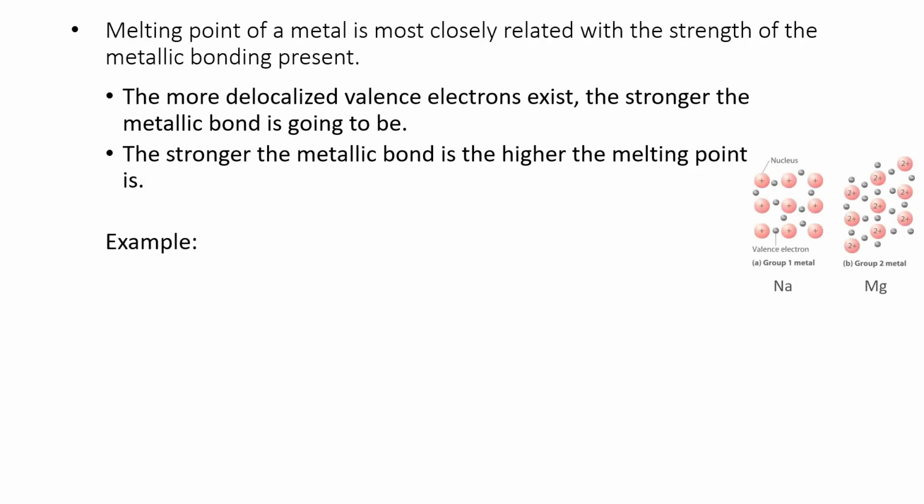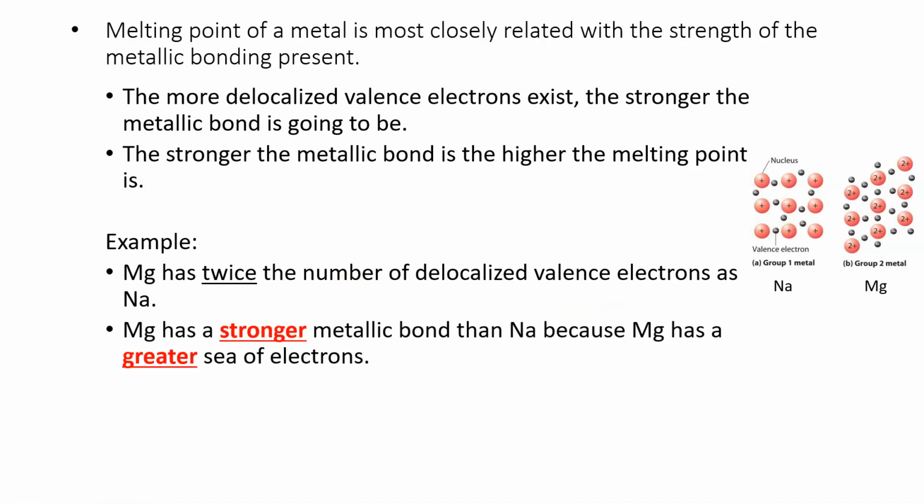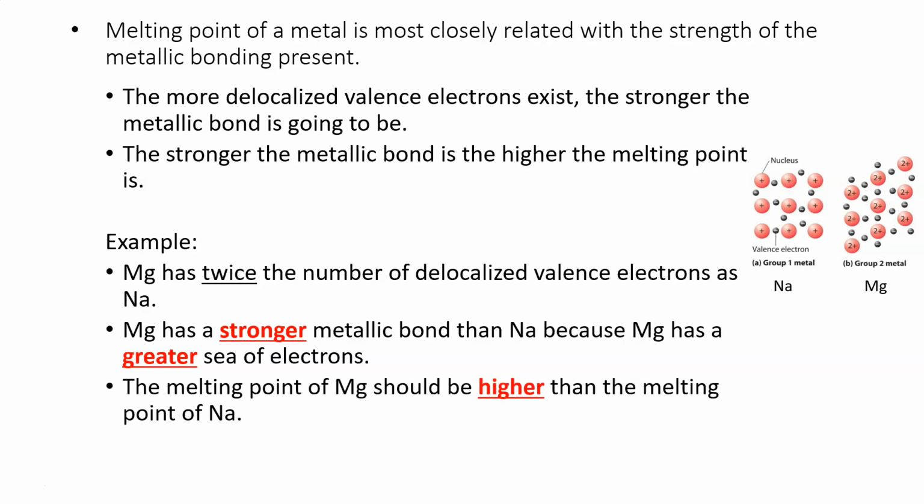So here's an example. I have Na and I have Mg. Mg has twice the number of delocalized valence electrons as Na because it's got 2 valence electrons and Na only has 1 valence electron. Therefore, magnesium has a stronger metallic bond than sodium because magnesium has a greater sea of electrons. And the melting point of magnesium should be higher than the melting point of sodium.